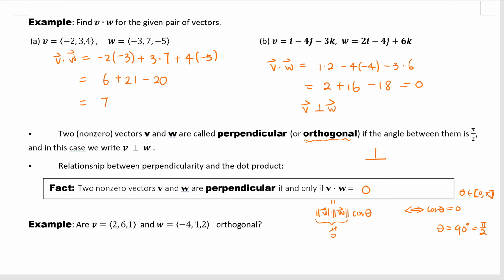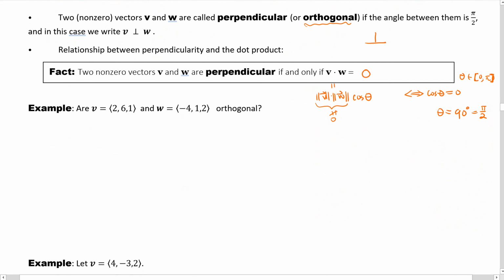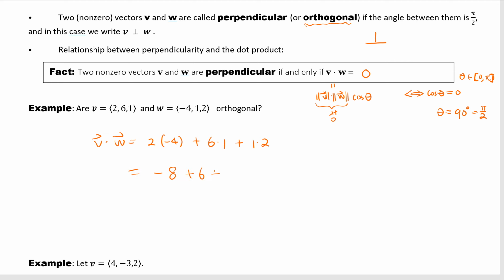Okay, so this is a very convenient formula for us to decide whether two vectors are orthogonal. Let's just calculate their dot product. So v dot w equals 2 times minus 4 plus 6 times 1 plus 1 times 2. Well, that's negative 8, 6, and 2. Ooh, the result is 0. So are they orthogonal? Yes, they are orthogonal. So far, so good, everybody?